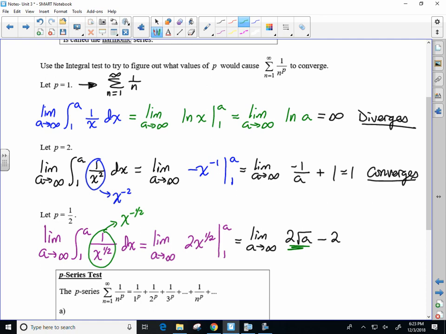This part is forever increasing. Right? A radical function is the same idea as the natural log. It never actually levels off. It just slows down its rate of increase. So this is going to increase forever. So therefore, we are looking at a situation that diverges, because it's going to infinity. I suppose I should write infinity in there somewhere.